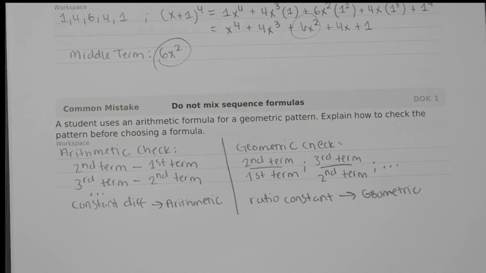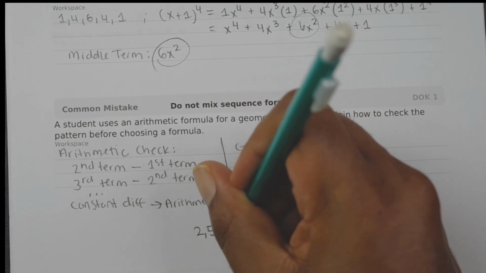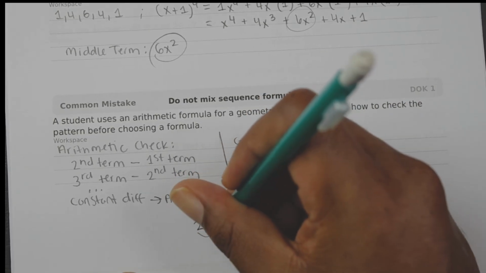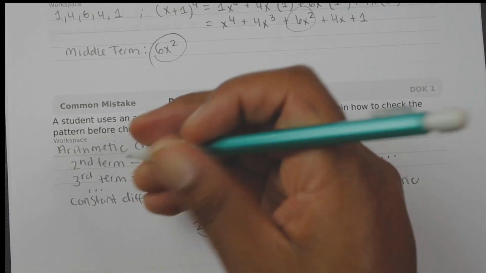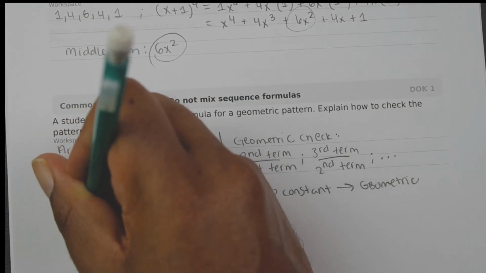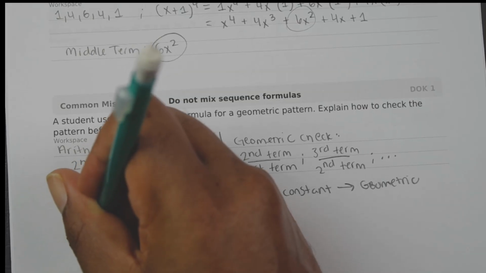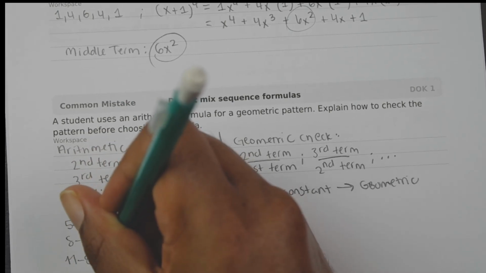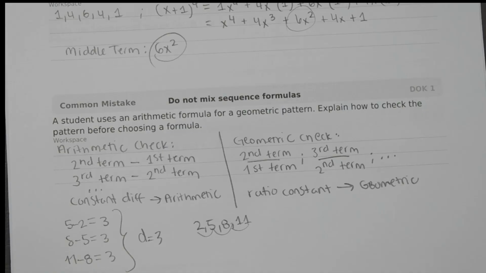So, for example, if we have 2, 5, 8, and 11, that has a constant difference of 3, right? Going from the second term and the first term, that's 5 minus 2, 3. 8 minus 5, 3. 11 minus 8, 3. So notice there's a constant difference of 3 there.